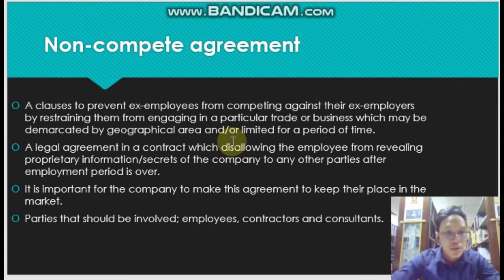So it is important for the market, it is important to the company to make this agreement to keep their place, to make sure they have a place in the market, of course. So the parties that should be involved in this non-compete agreement are the employees, contractors, and consultants.